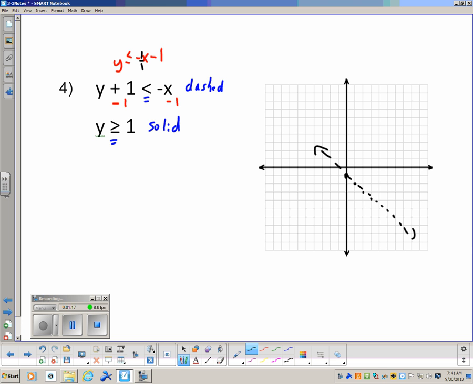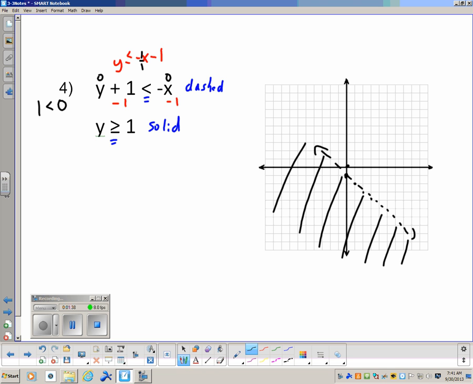And then shading it in, I got to pick a point that's not on the line. So 0, 0 is not on that line. So 0 plus 1 there is 1 is less than 0. Is 1 less than 0? No, 1 is not less than 0, so I'm not going to shade on the side where 0, 0 is. I'm going to shade on the opposite side of the line.